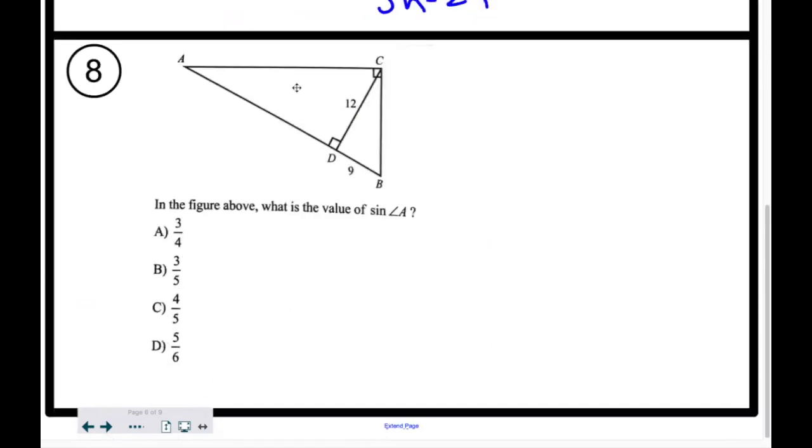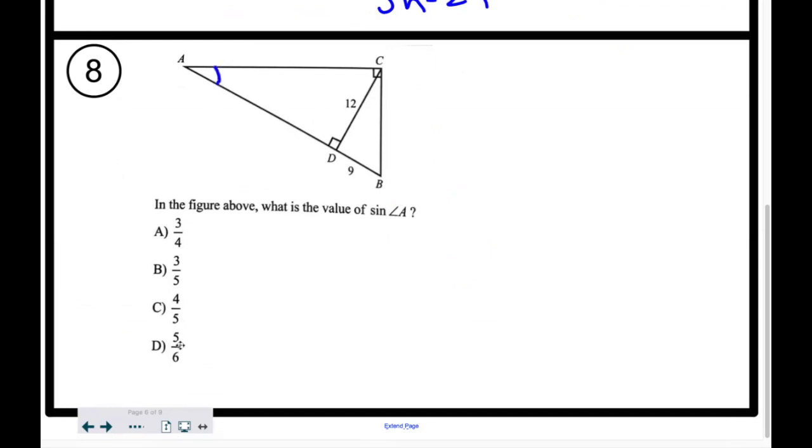All right, number 8. Okay, so here's one where we have that scenario with the 3 triangles, but we're not going to do that in the same way. But we're going to use the idea that they are similar triangles. So we want the value of sine A.